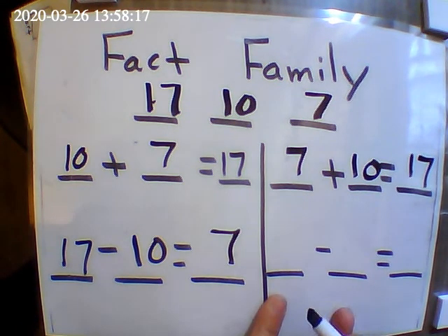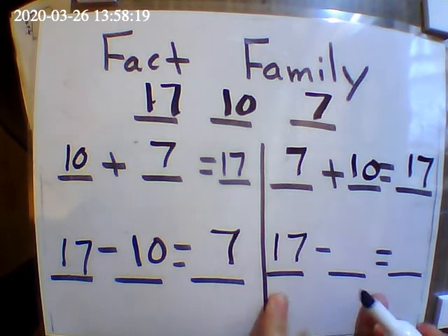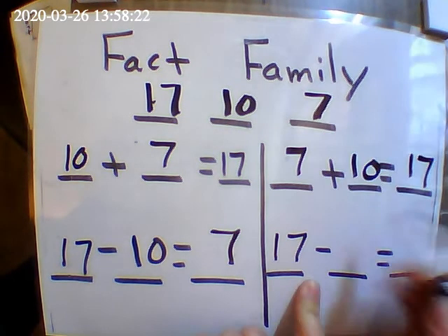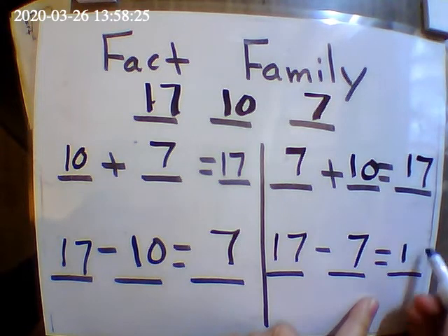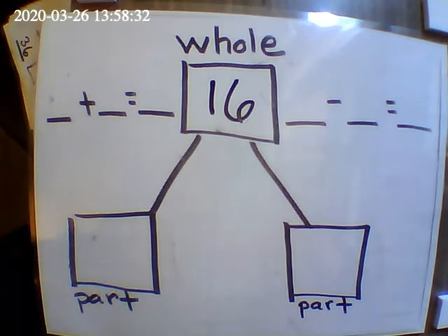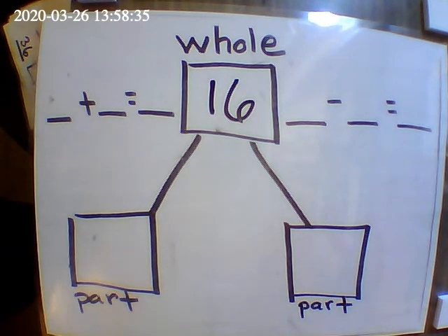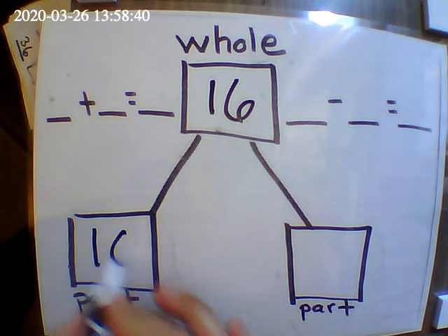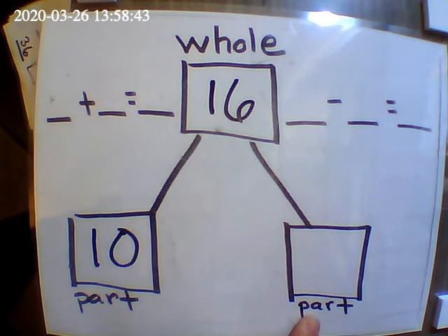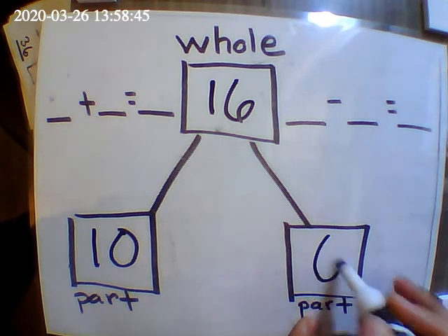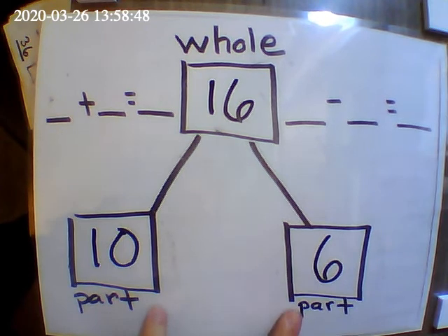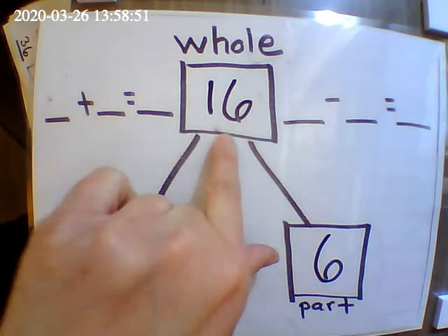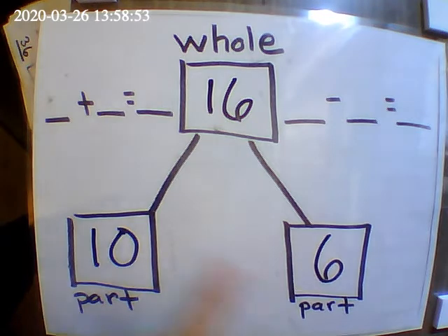And then once again, we always start with the whole number, the bigger number. 17 minus, I'm going to do the 7 this time, equals 10. Then moving on to whole, part, we're breaking this into a group of 10 and the ones left over. So 16 will break into one group of 10, and then what will be left over? 6 ones. So for the adding, we always add the parts to get to the whole, and when subtracting, we take the whole and we minus one of the parts.